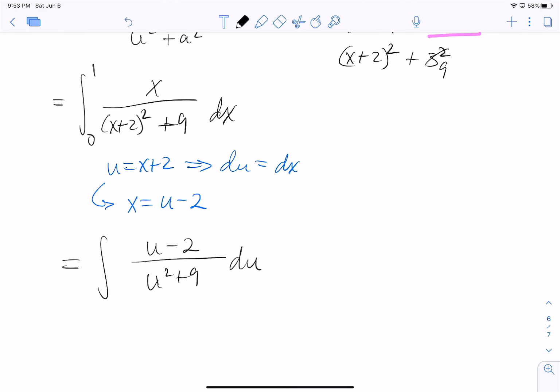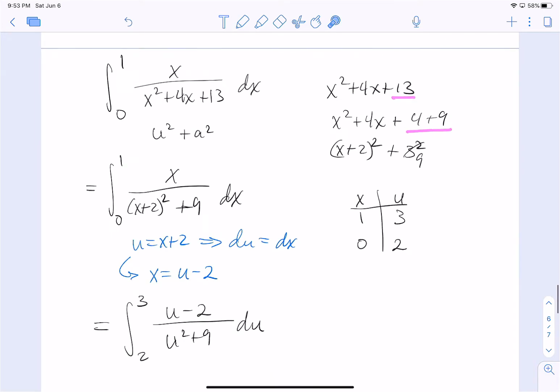And then we need to convert our limits from x to u. X went from 0 to 1. When x is 0, u is 2. When x is 1, u is 3. And so our limits of integration are from 2 to 3.